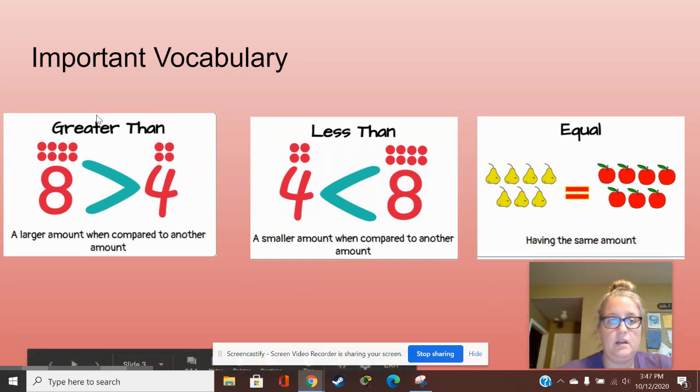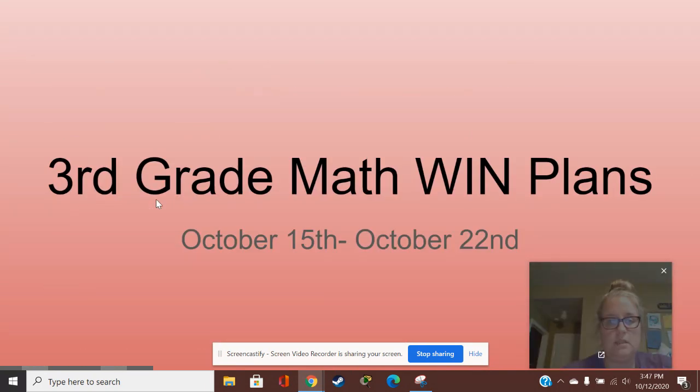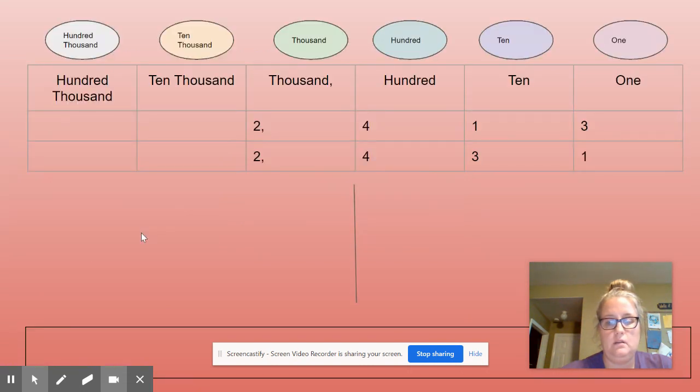The first one we're going to talk about is greater than. And this symbol right here represents greater than. So the larger amount is compared to another amount. So in this example, 8 is greater than 4.